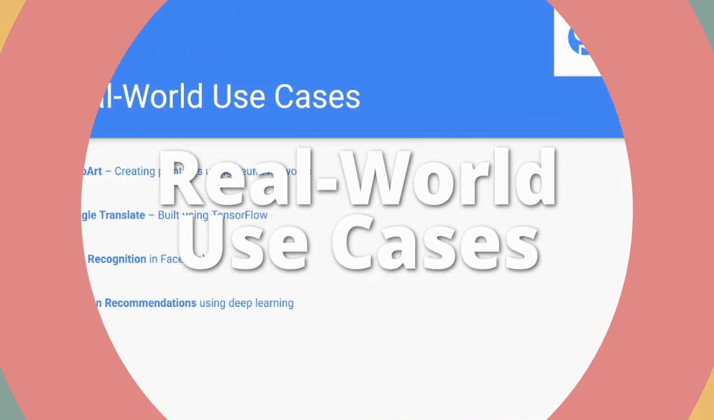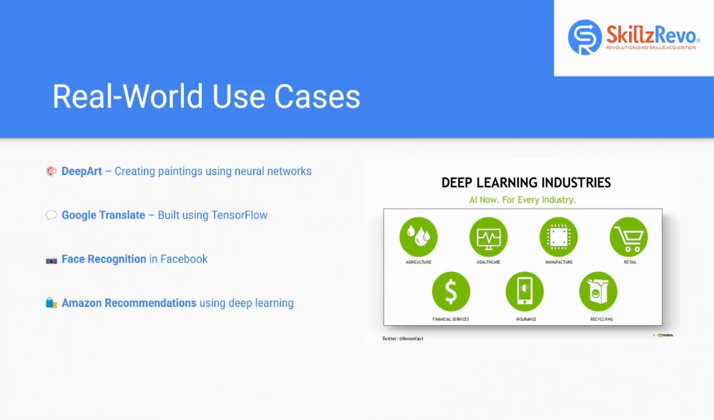Now, let me give some real world examples of TensorFlow and Keras in action. Google Translate uses TensorFlow to translate languages. Facebook uses deep learning for face recognition. Self-driving cars use it to detect people, lanes, and obstacles. Even artists use deep learning to create digital art. So whether it's tech, healthcare, e-commerce, or entertainment, deep learning is everywhere.